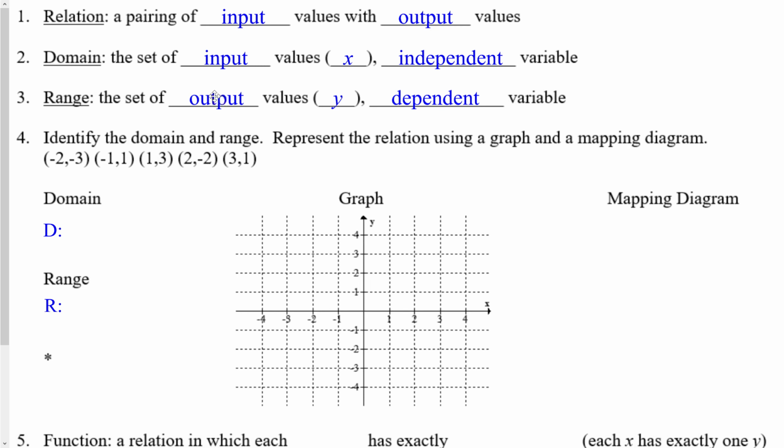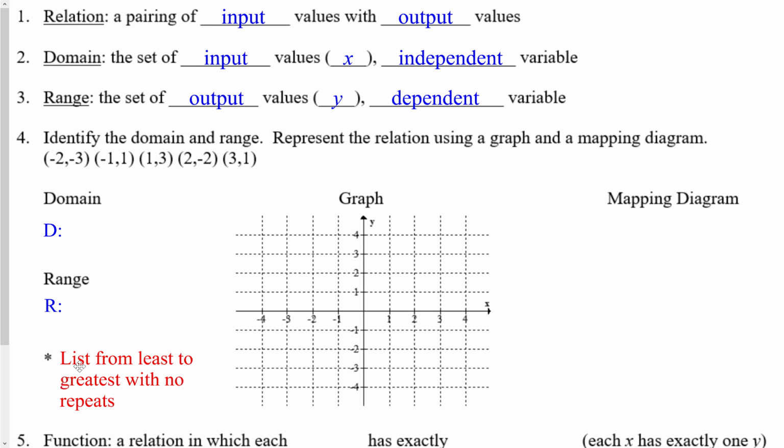So in the next example, we're given a relation as a list of ordered pairs. And our first task is to identify the domain and range. Before we actually go into identifying the domain and range, the first thing we have to understand is that when we write these lists, we're going to list these values from least to greatest, and we are not going to repeat any values. So if a number shows up more than once, we're just going to list it one time.